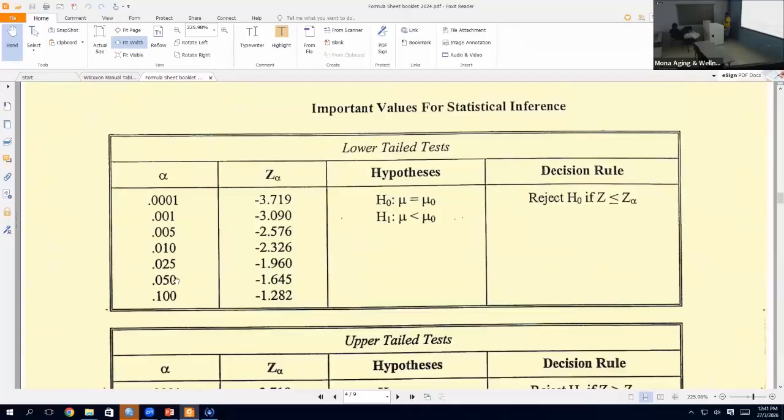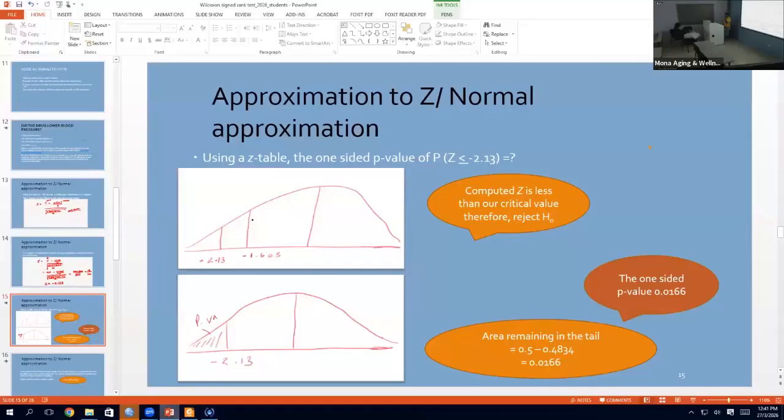A lower tail test. What's the alpha over 2? For a lower tail test at alpha equals 0.05, the cutoff point is negative 1.645. So we know from Biostats 1, this is the cutoff point. Then we're going to find out where our Z value fell in relation to this critical value. Our Z value fell somewhere out here. So it's negative 2.13.